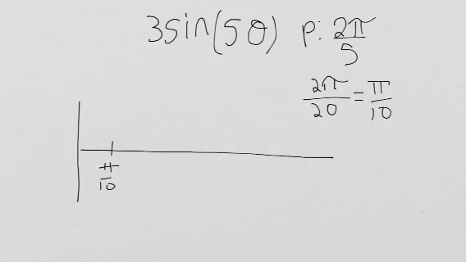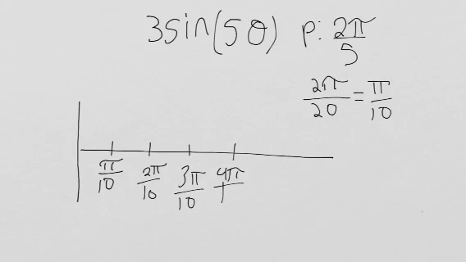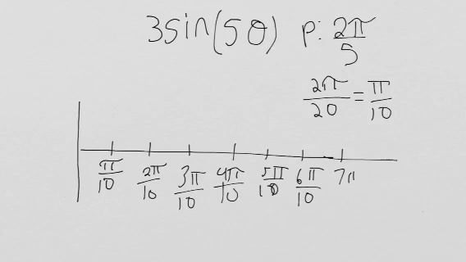2 pi over 10, which would simplify to pi over 5. 3 pi over 10. 4 pi over 10, which simplifies to 2 pi over 5, so that's one cycle. Then we have 5 pi over 10, 6 pi over 10, 7 pi over 10, and 8 pi over 10, which simplifies to 4 pi over 5, so that's 2 cycles.